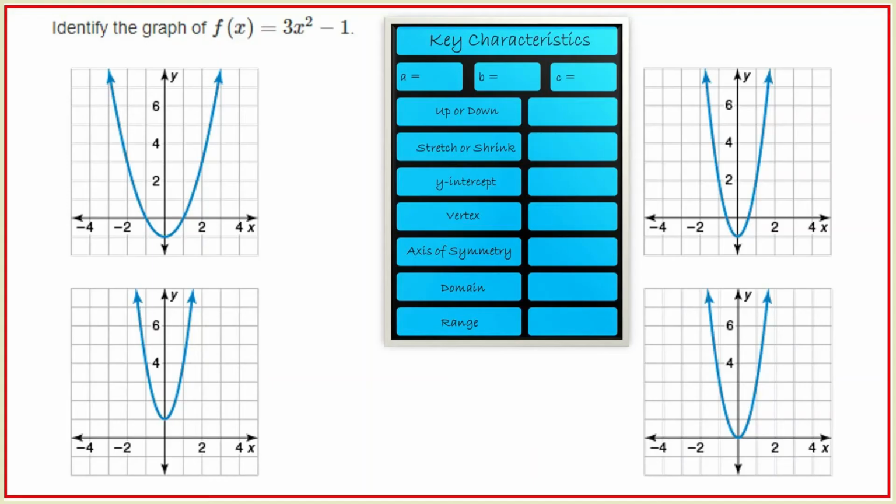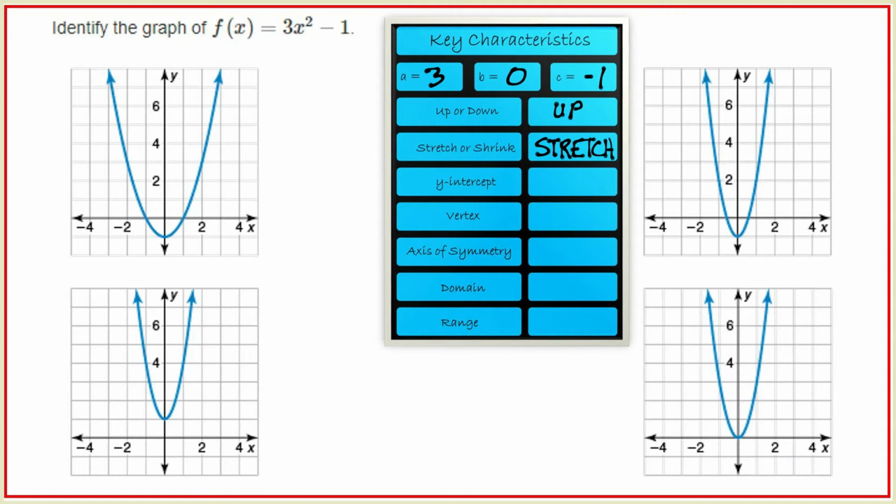On this problem, we need to identify the graph of f of x equals 3x squared minus 1. So my a value is 3, my b value is 0 because there's no x term, and my constant term is negative 1. Since our a is positive, the parabola is going to open up, and since our a is greater than 1, it is going to be a vertical stretch. Remember, if it's a vertical stretch, then it will look like it is skinnier than the parent function.